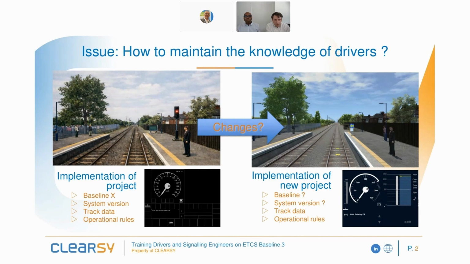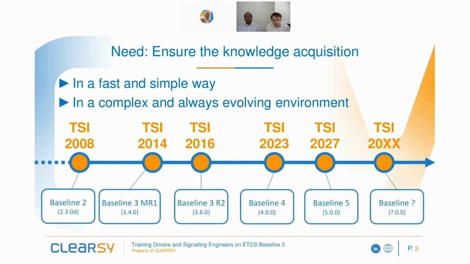But what happens if there are changes, for example, due to a new version of the specification? This will mean a new project and probably changes such as new track data, new operational rules, etc., and a need for new training. The need will be to ensure that the data and knowledge acquired are not lost, that the changes due to the new projects can be introduced quickly, and that the tools and processes can be reused. And moreover, in a context where the environment is changing due to the TSI, the technical specification for interoperability.